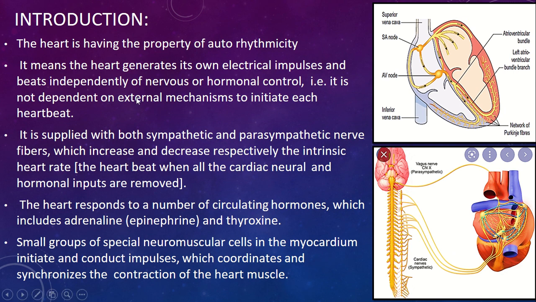There are many nervous and hormonal controls that only increase and decrease the heartbeat, not initiate it. The heart generates its own electrical impulses, and we'll see later which structure generates these electrical impulses. Also, it is supplied with both sympathetic and parasympathetic nerve fibers, which increase and decrease respectively the intrinsic heart rate, that is, the heartbeat when all cardiac, neural and hormonal inputs are removed. So as I've already said, some nerve supplies are there.